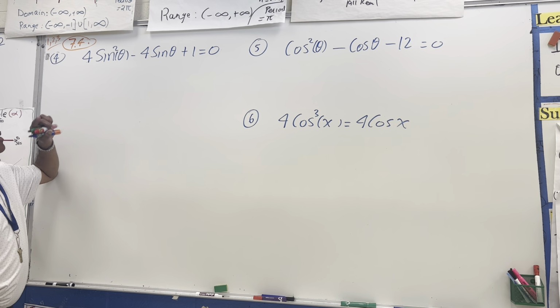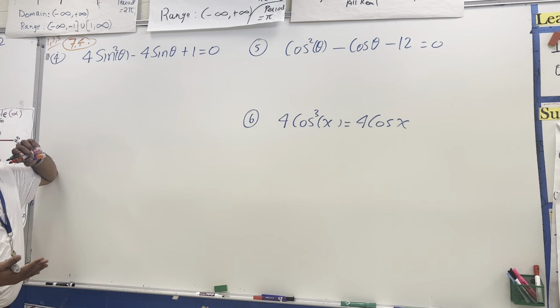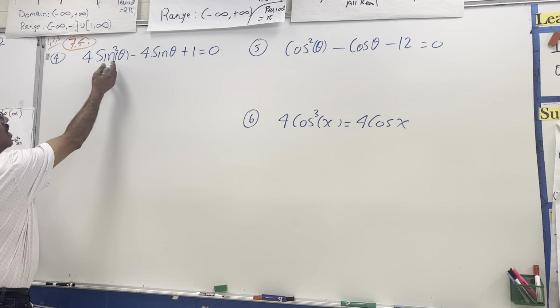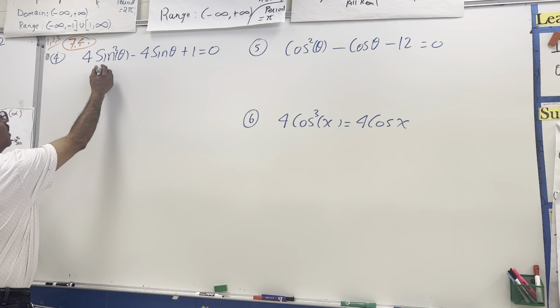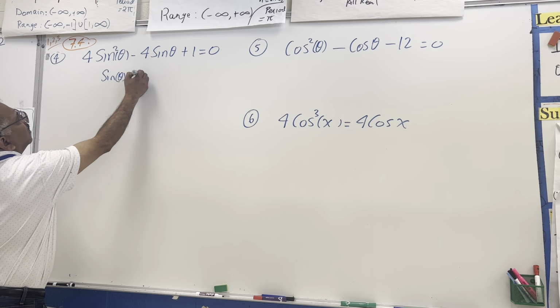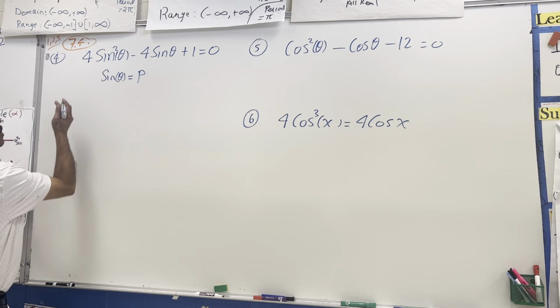So you have 4 sine squared minus 4 sine theta. So you need to know how to solve a quadratic equation. What we do here is we plug in p in place of sine theta. So this whole thing reduces to a quadratic form, 4p squared minus 4p plus 1 equals 0.